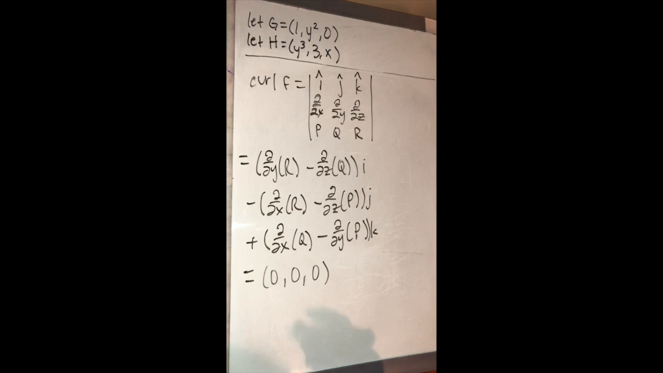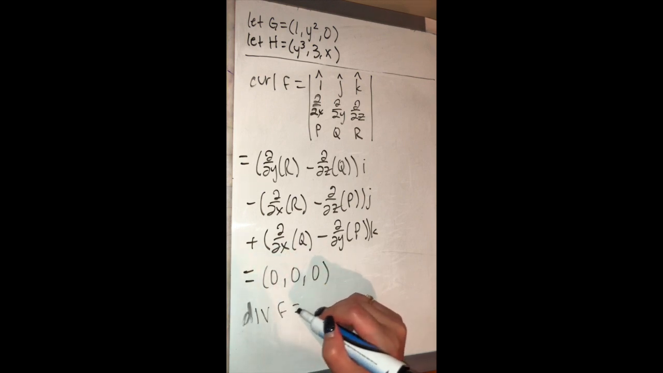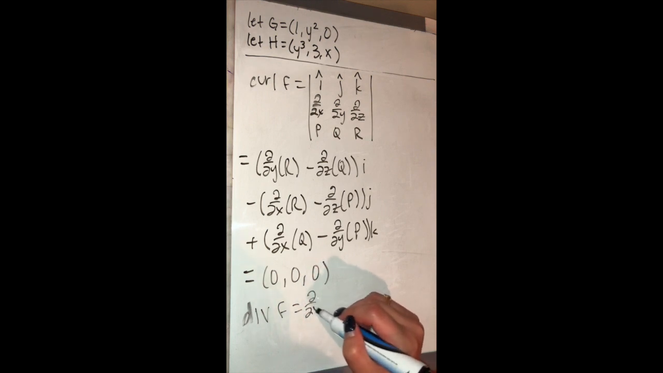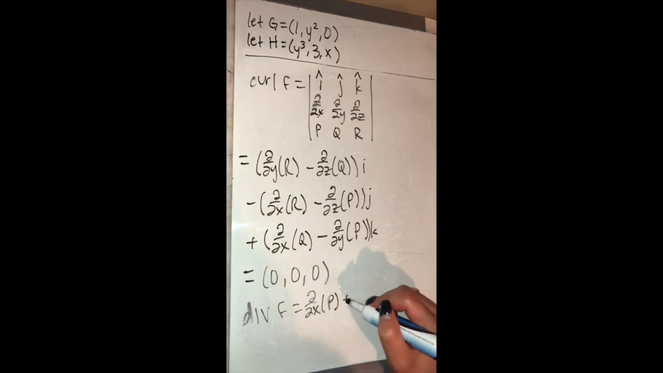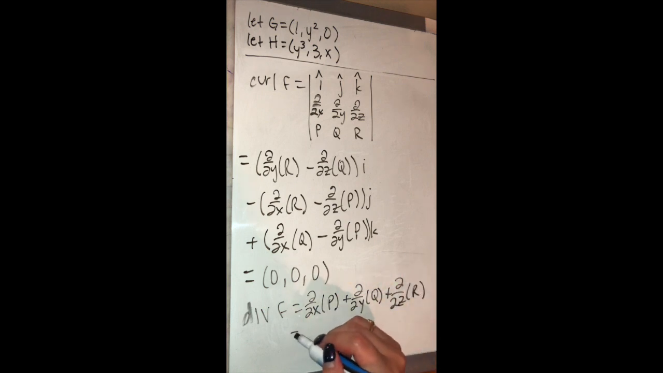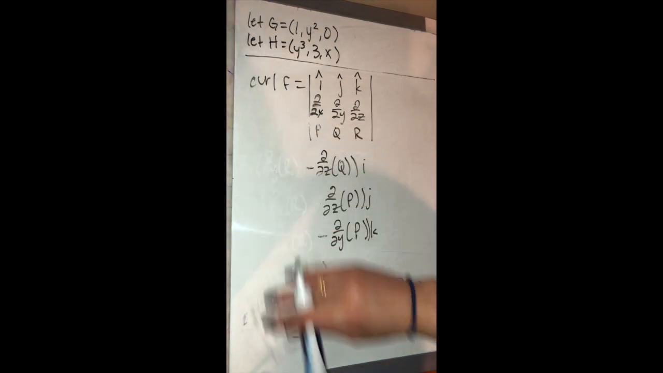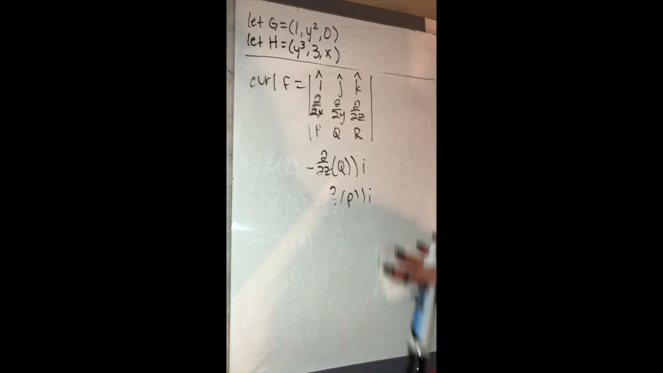For the divergence, which looks like this, divergence of F equals partial with respect to x of p plus the partial with respect to y of q plus the partial with respect to z of r. If your divergence equals the 0 scalar, that means your vector field is incompressible. So let's prove that G is irrotational and not incompressible.